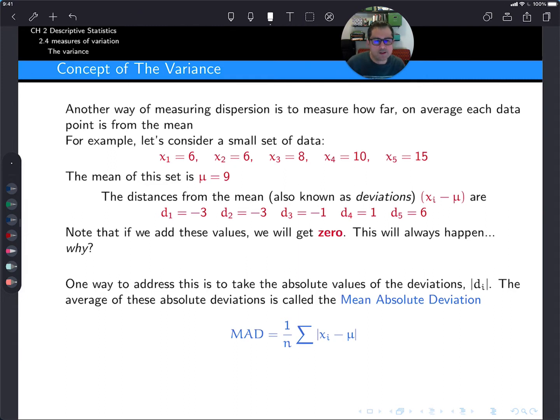So one way we can address this is, well, let's not talk about the differences or the distance. Sorry, not the difference between values and the mean, but really distances. And when we talk about distances, maybe we're talking about the absolute value of the difference. So take the absolute value of these deviations. Now they will all be positives, and if you add them, a 3 plus a 3 is a 6, plus a 1 is a 7, plus a 7 is a 14.